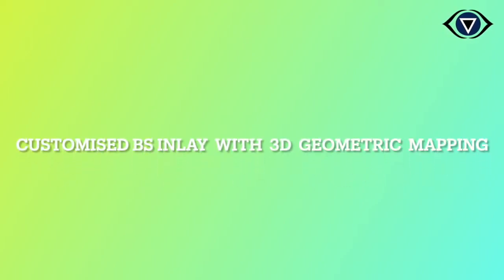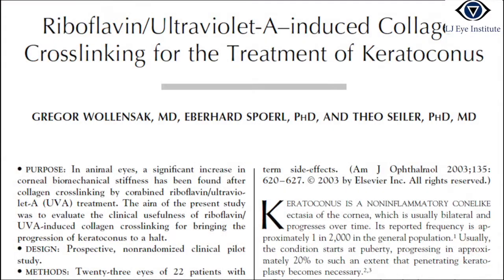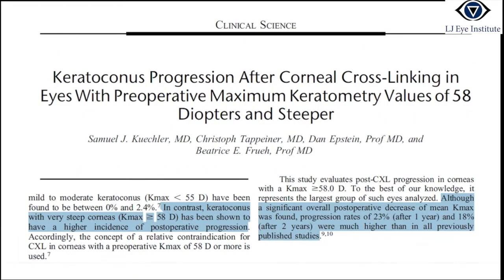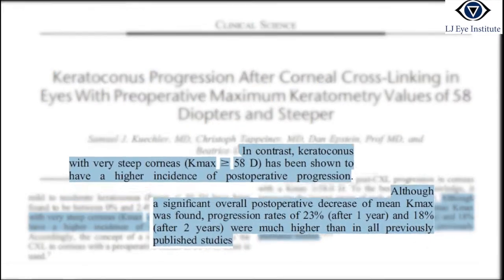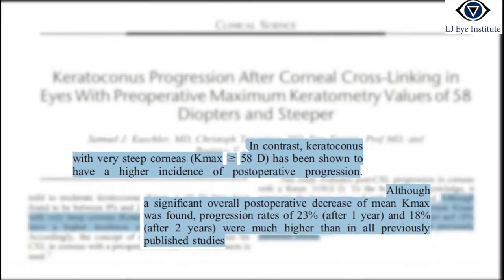Here we present a case of customized BS inlay with 3D geometry mapping in a case of keratoconus. Corneal collagen cross-linking is the current gold standard in the treatment of keratoconus. However, it has some challenges in the cases with low pachymetry and high keratometry.